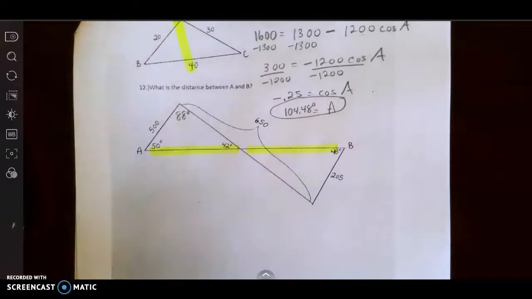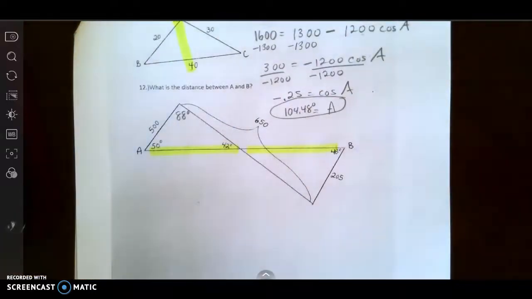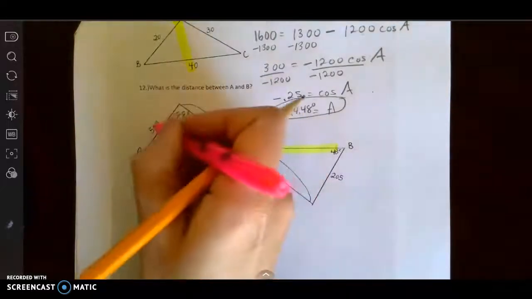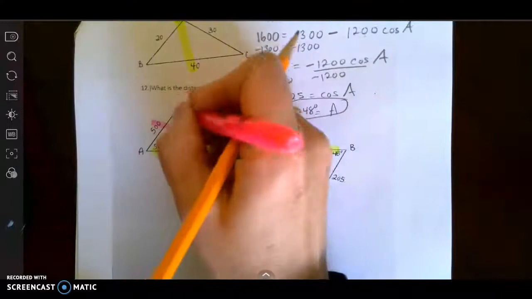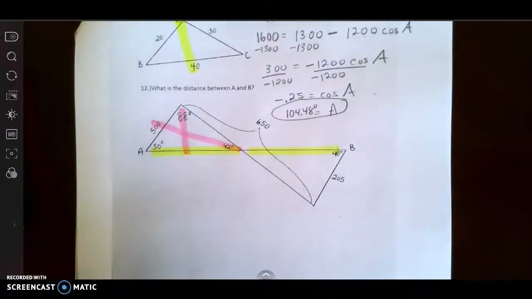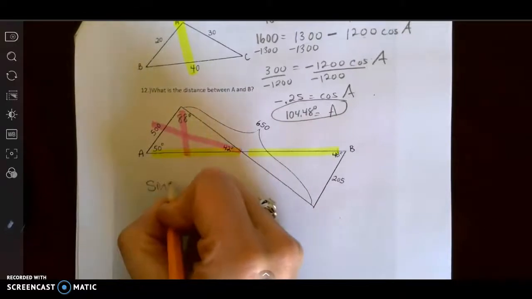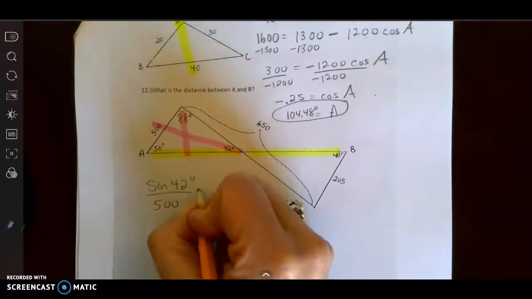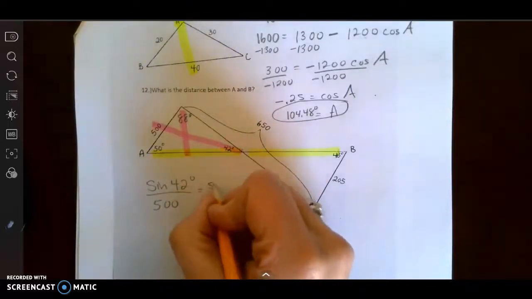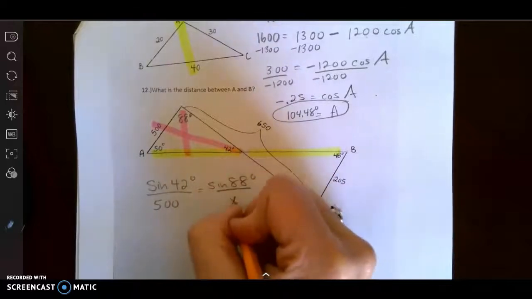I know, another highlighter color here, 42 and 500. I need this yellow side, so I'm going to need that. I'm going to use law of sines. Sine of 42 degrees divided by 500 equals sine of 88 degrees divided by x.